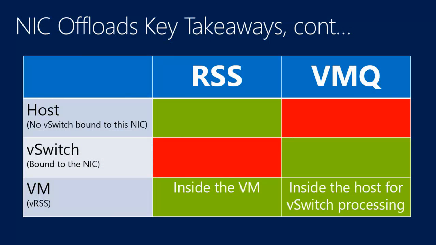And just to beat it again, VMQ is not enabled in a physical environment. RSS is, and as soon as you bind that vSwitch to the NIC, you're going to see that RSS is no longer going to be working, and VMQ takes its place. And in the VM, now you have RSS and VMQ working: RSS inside of the VM, VMQ inside of the host.